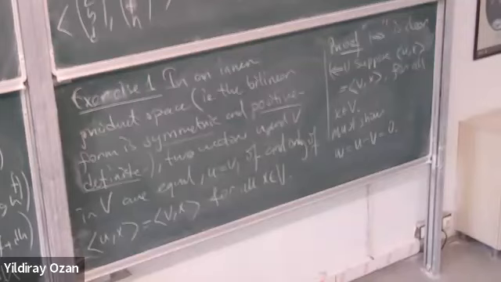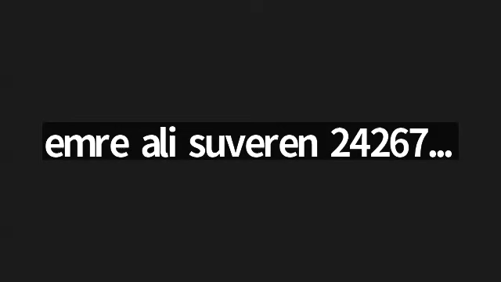Let's use W. What is this? This is just U minus V. Jump camera.